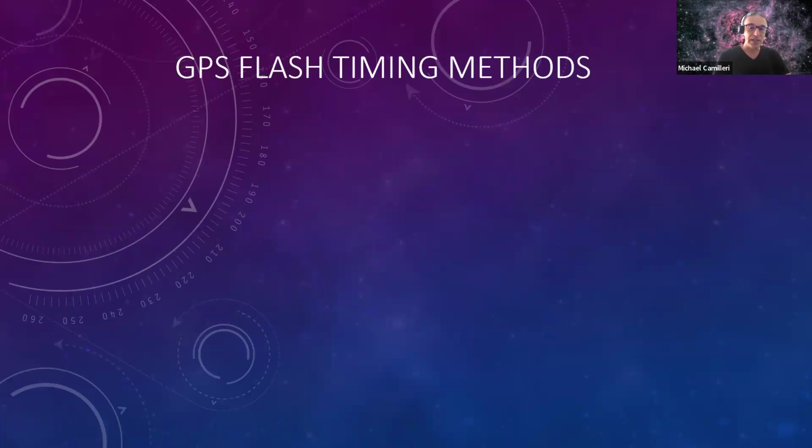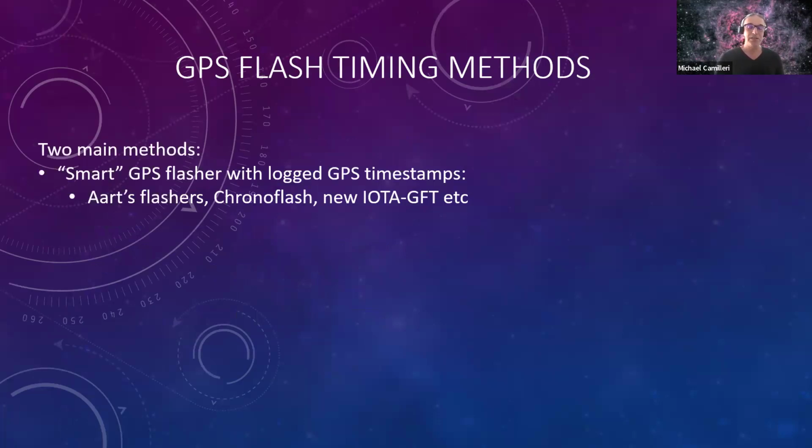There are a range of GPS flash timing methods. They're very clear in my head. They're probably not very clear in your head, so I'll just give you an overview. The two main methods, there's a set of timing methods that I've called SMART. So this is the ones you're probably most familiar with. These use a dedicated GPS flash module that logs the GPS timestamps, so you can use them later in your analysis. The ARTS flashes, the Chrono Flash, and the new IOTA GPS flash timer that's under production are these types. So those are completely standalone units and they record their own time.